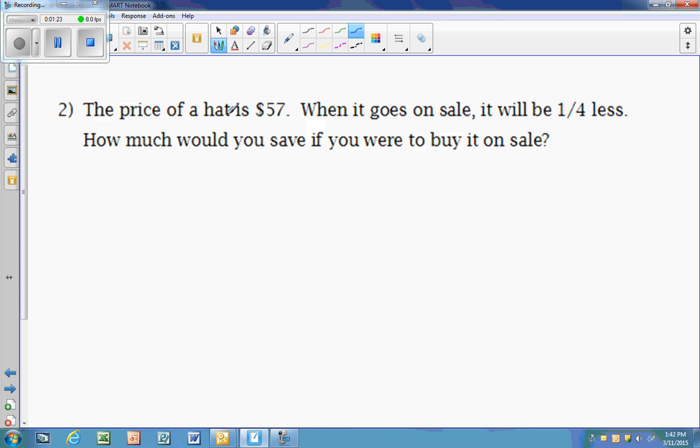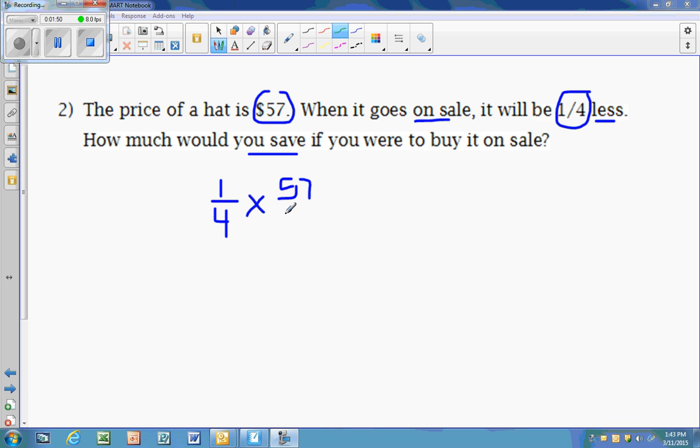Next, it says the price of a hat is $57. When it goes on sale, it will be 1/4 less. So it's 1/4 of that amount. How much would you save? So 1/4 of the 57, of tells me to multiply. And once again, we know that since it's of, we're going to have that 57, and there's a 1 underneath again. And this time I say 57 times 1 is 57, and 4 times 1 is 4.